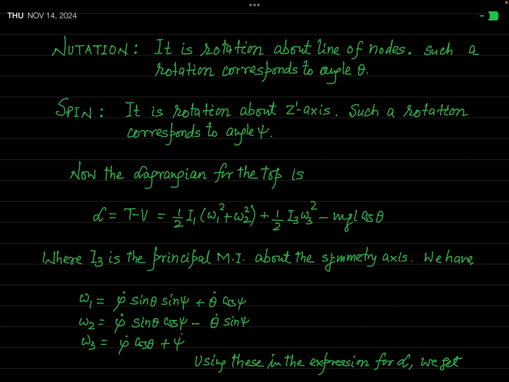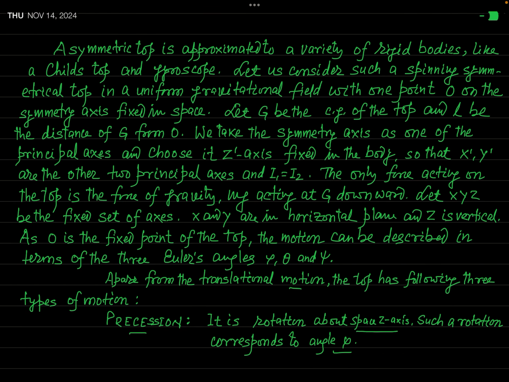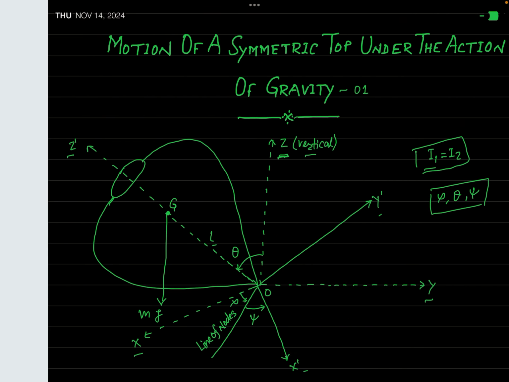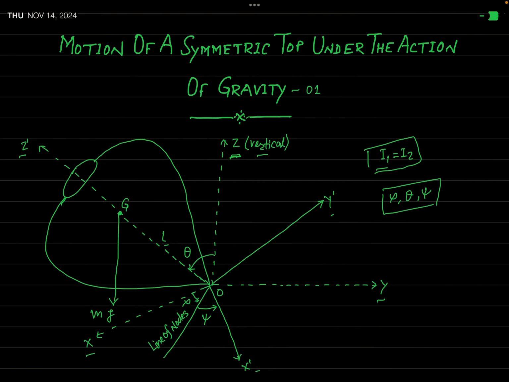The another motion which our top can perform is called nutation. Okay, we will learn about these things in very detail in the second lecture. Okay, and what is this nutation? Actually, nutation is the rotation about line of nodes. You can see this intermediate x1 axis in this figure here. You can see this is your line of nodes. You can say that this is x1 axis. This is between x and x dash.